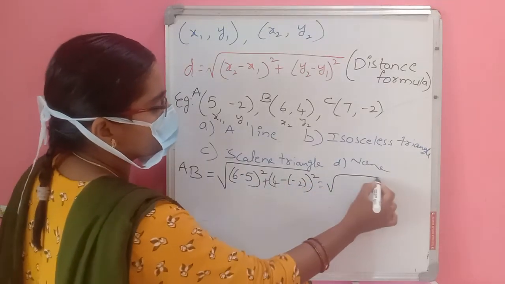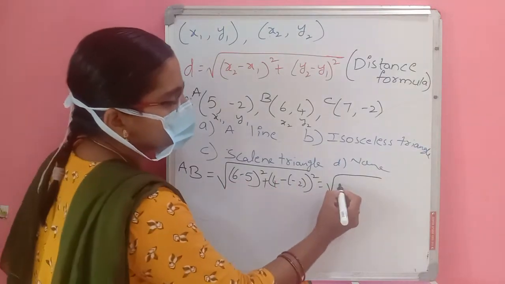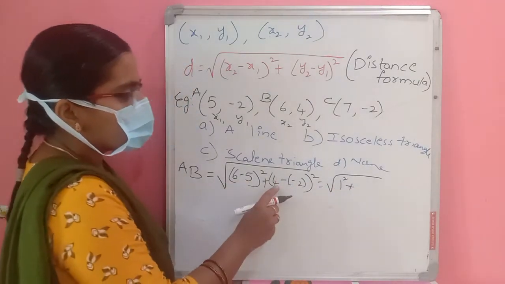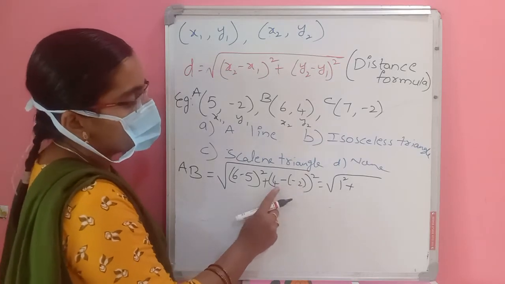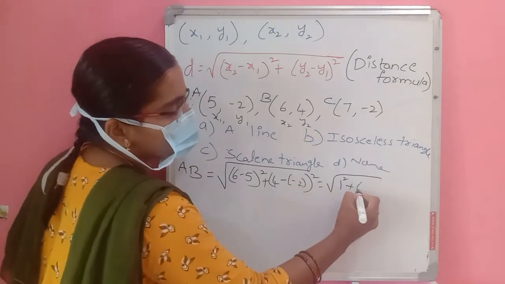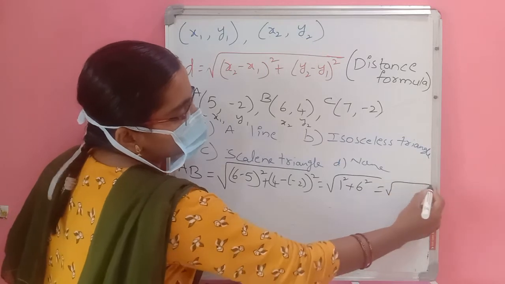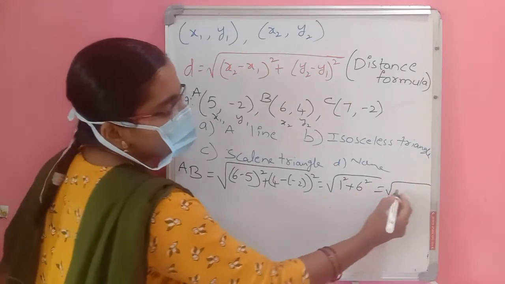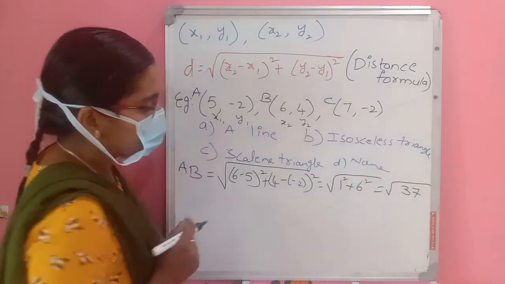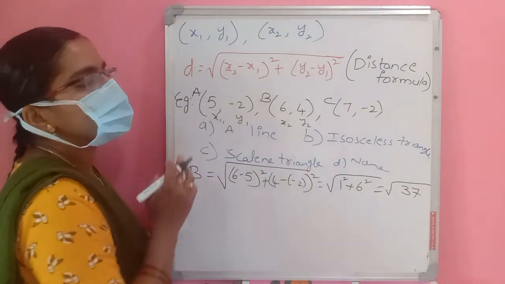So that is equal to square root of 6 minus 5 means 1 square plus 4 minus of minus 2, minus into minus is plus, 2. 4 plus 2, 6 square. So that is equal to 1 square means 1, 6 square means 36. 1 plus 36, square root of 37. That is AB, distance between A and B.